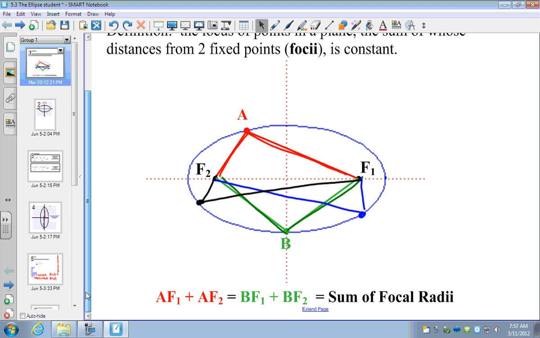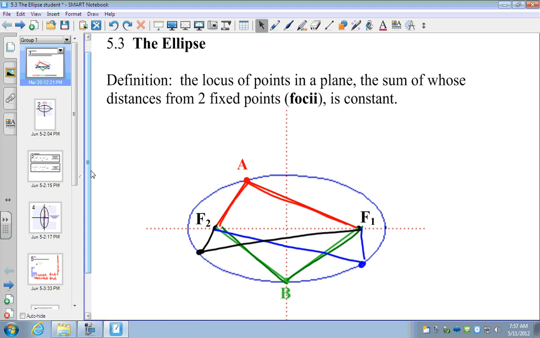The relationship says A to F1 plus A to F2 is equal to B to F1 plus B to F2, the sum of the focal radii. Those sums are all the same. That's how an ellipse is defined.